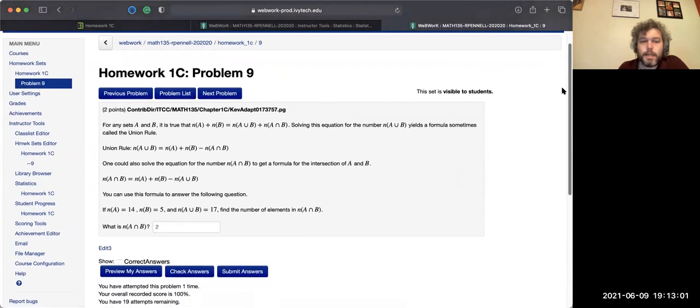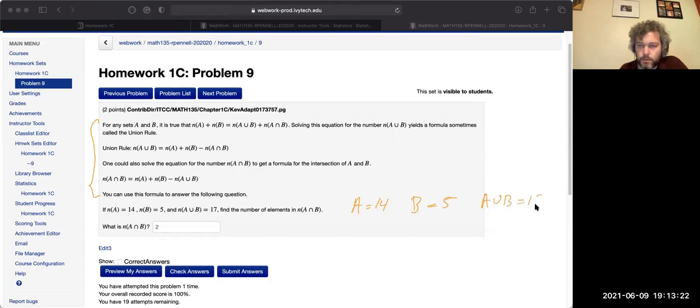This one tells you about the union rule. So the first part is just it explaining the union rule to you. Just a little refresher there. But the actual problem says that A equals 14, B equals 5, and A union B equals 17. You want to find the intersection, and you will need the union rule to do this.